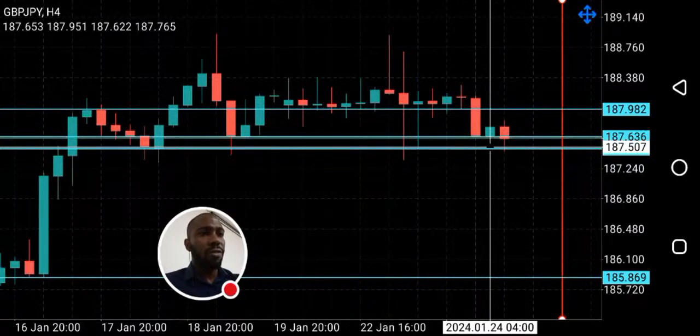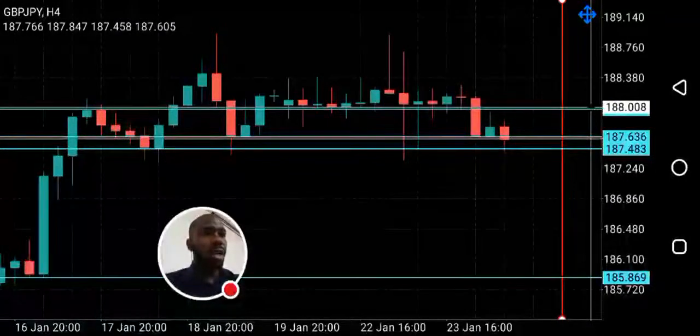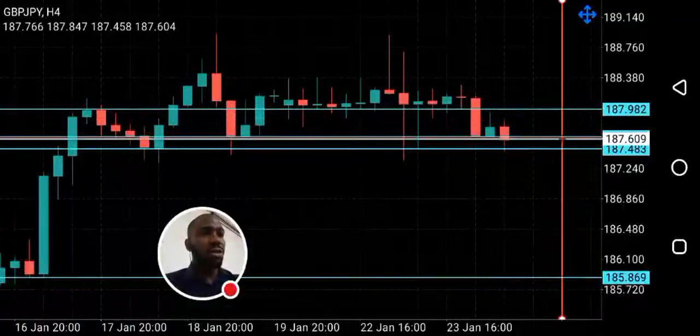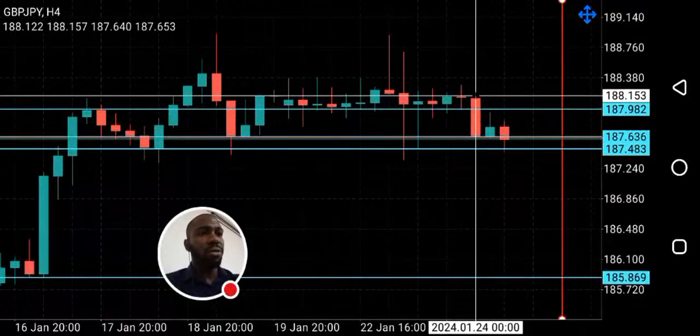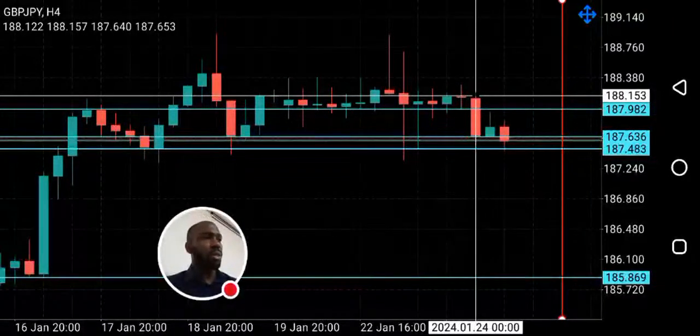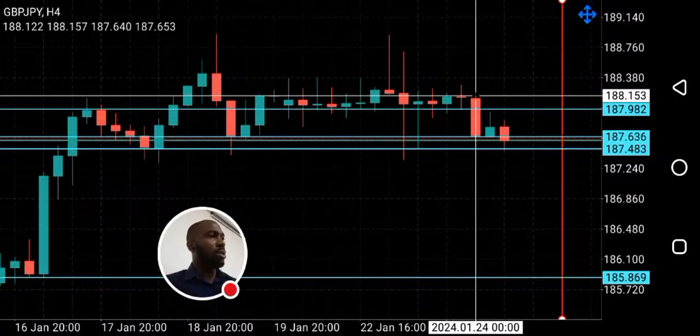So if you sell from the current market price, which is 187.60, your stop loss could be at the high of this candle, which is 188.13. That's about 50 pip risk. I hope that is clear. That's my take on GBPJPY.